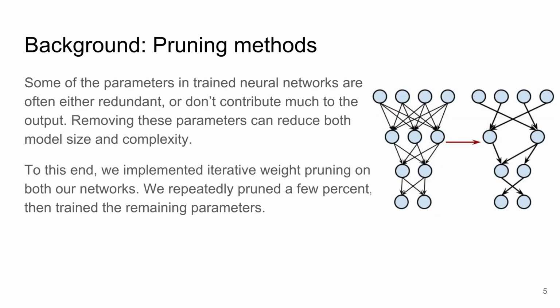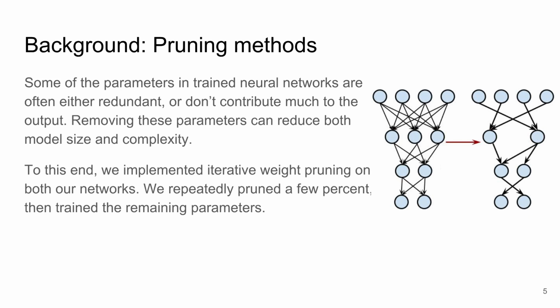So once we attempt to prune these to reduce the network size. Essentially what we're doing is removing the redundant or not too important connections on our networks. Once we do this, we can reduce both the model size and the complexity with the number of computations. For our networks, we ended up using iterative weight pruning. So essentially we removed the least important weights little by little, and we continued training on the non-pruned weights repeatedly, doing a few percent at a time.